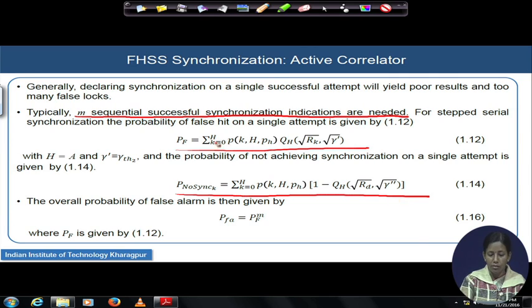But remember, when you are declaring the false alarm, you have to substitute capital H equal to capital A, and this gamma dashed will basically be the threshold level gamma th2 or gamma t, some other threshold value that you are adjusting inside the comparator. But remember, here we are talking about m sequential successful synchronization indications. So, if I ask what is the total false alarm, that will be given by this individual probability of false alarm raised to the power of small m, obviously.